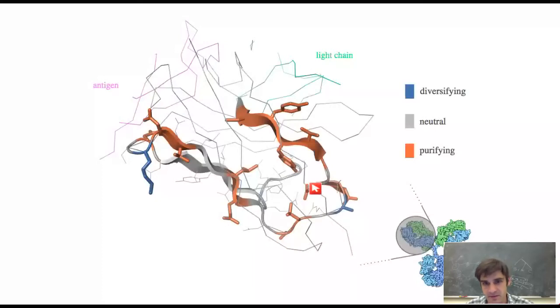This is the same color scheme: orange is purifying selection and blue is diversifying selection. Overall, statistically, the ones that touch the light chain or are buried inside tend to have lots of purifying selection, because, in the story at least, we think those stabilize the heavy chain. But then there are others, such as this one, that are sticking out, so they're allowed to diversify.